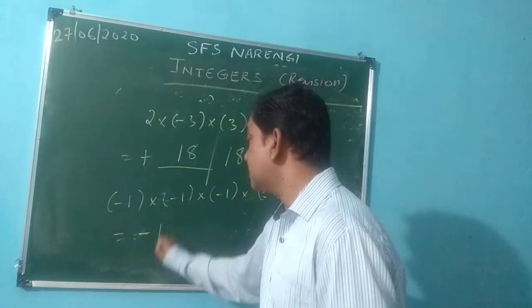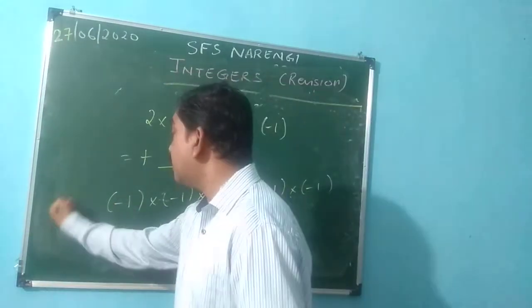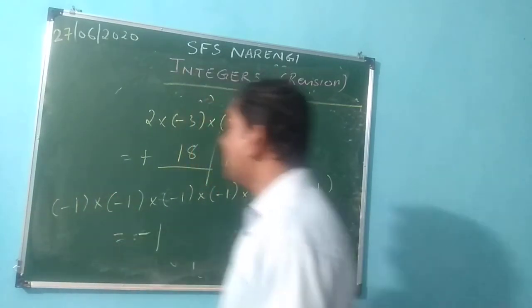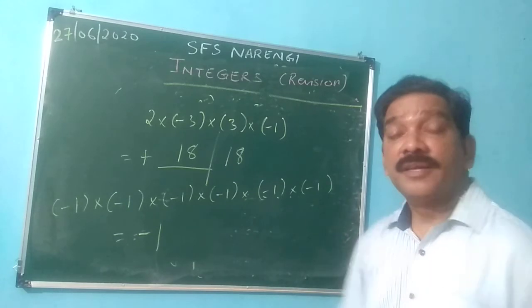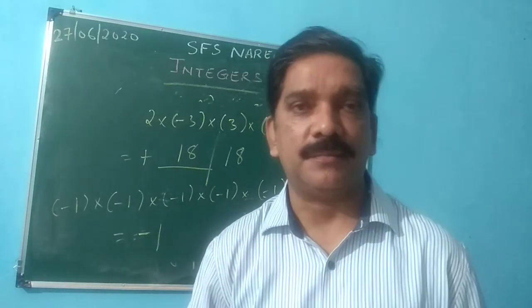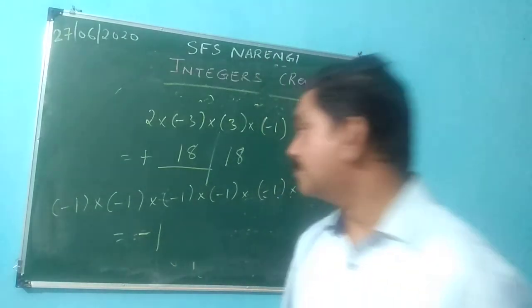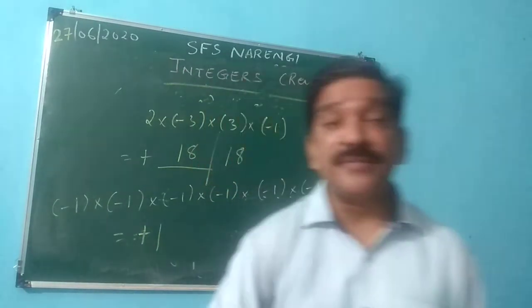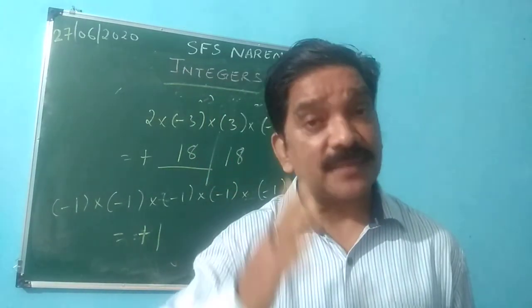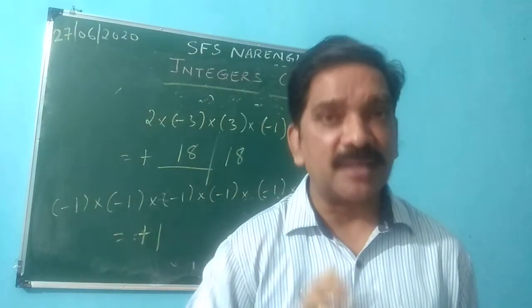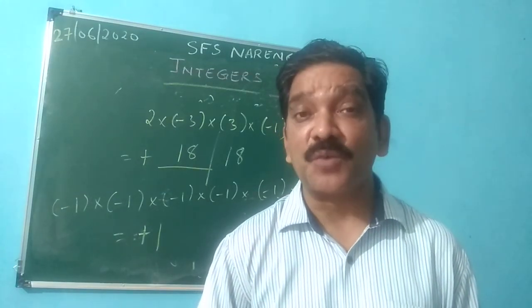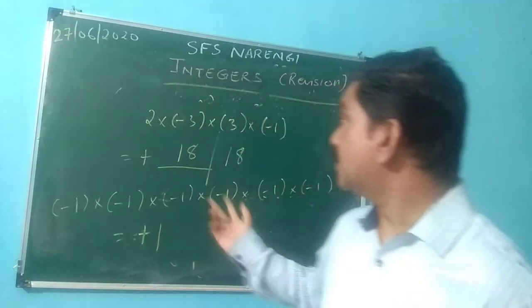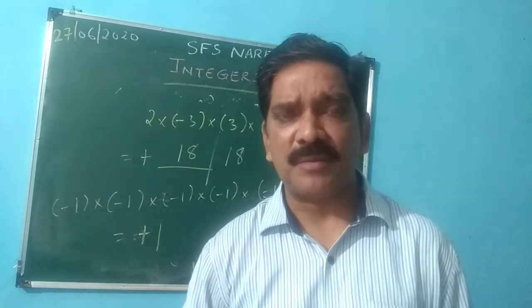Clear? Here minus 1. But if I increase one more minus 1 here, so what will happen? 1, 2, 3, 4, 5, 6. Now 6 has become an even number. So answer will come in plus. So even multiples of negative sign, answer is plus. Odd multiple, answer is in minus. Clear? So this is what I want to teach you today. I want to make you understand, and please you have to remember this.